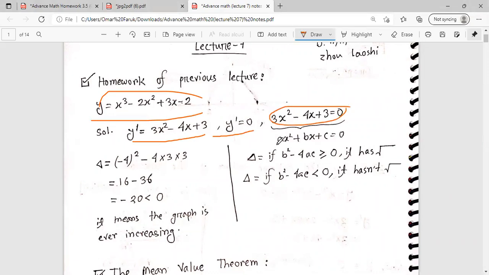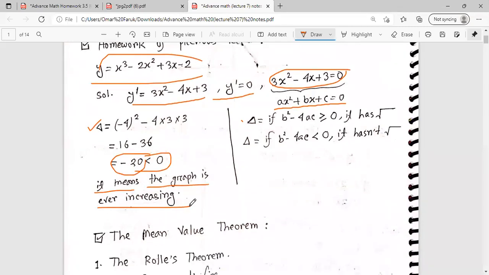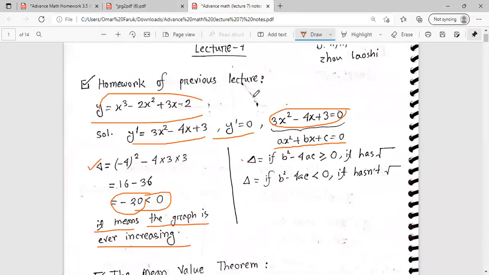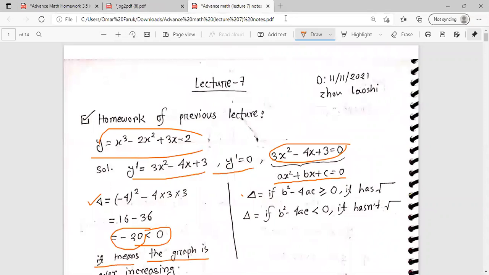If we compare this with x squared plus bx plus c equals 0, then we get our del is minus 20. And this is less than 0, right? So it means the graph is ever increasing. So we don't have any global extrema here. Is it increasing or decreasing? Yeah, it's minus 20. Let me show you.